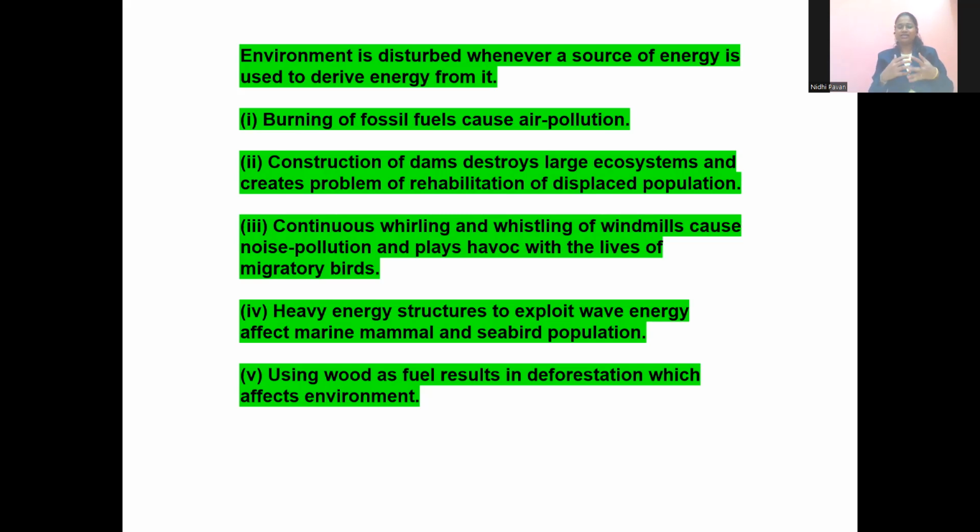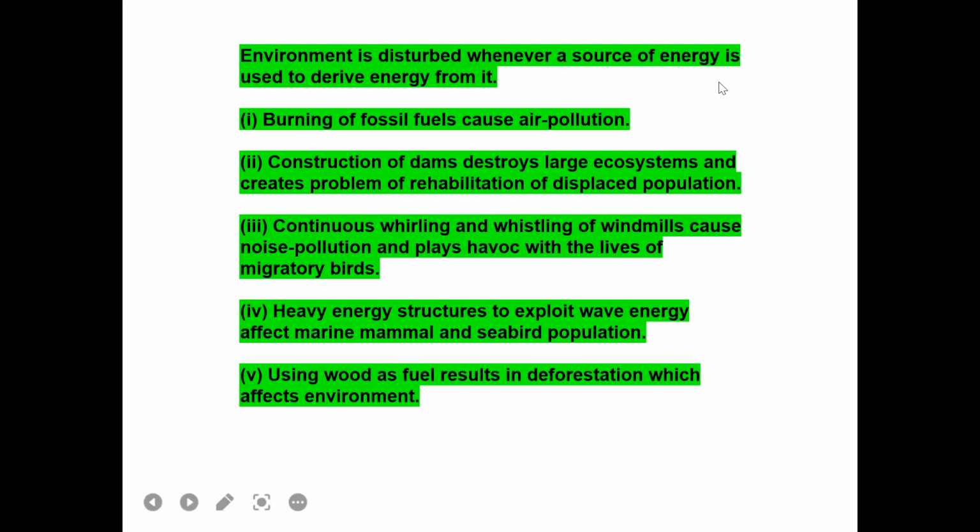Next, the hydroelectric power plant, for which we need the construction of dams. For the construction of dams, we need larger areas. For larger areas, we need to cut the trees, and we have to relocate the local people to other places. So it is very costly and a very tough task. The next one is the continuous whirling and whistling of windmills, which causes noise pollution and disturbs the birds which usually migrate from one place to another. So these are all environmental consequences.